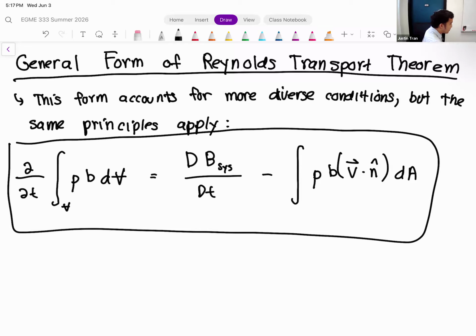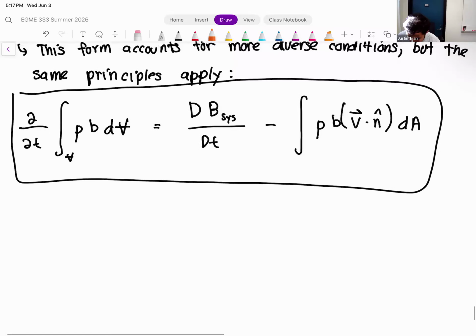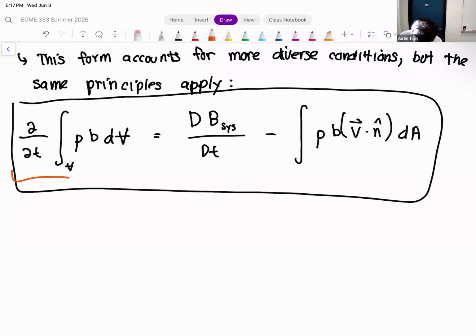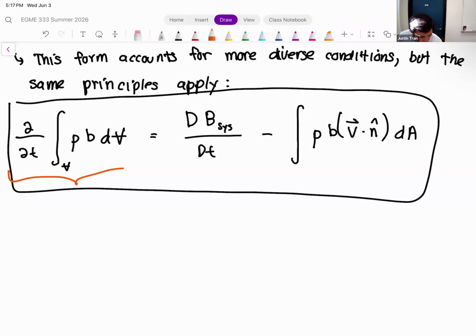I know this looks a bit more intimidating with the integrals there, but don't worry. If you apply this form to a very simple case, you get back our other form of Reynolds transport. Just like we did before, let's go ahead and label each of these terms here. The first one we have here is our accumulation term.